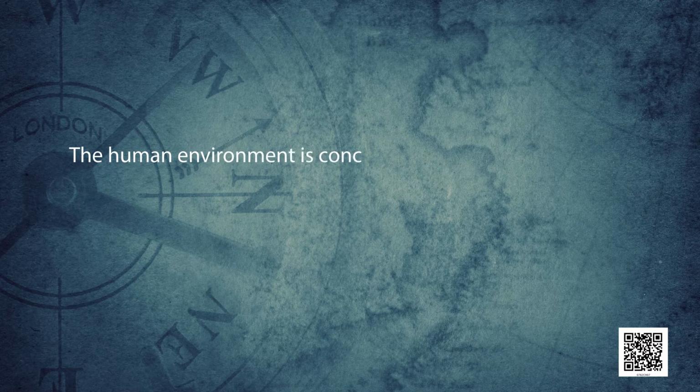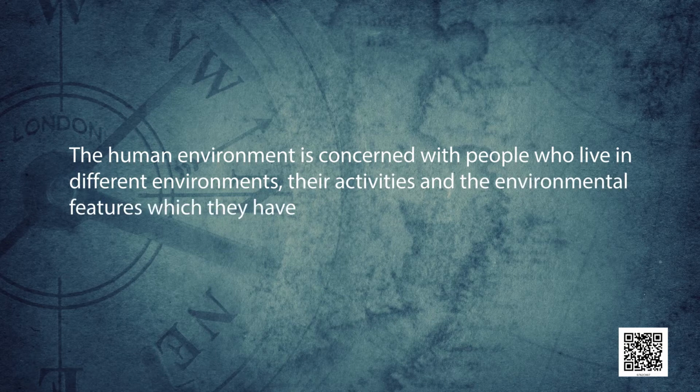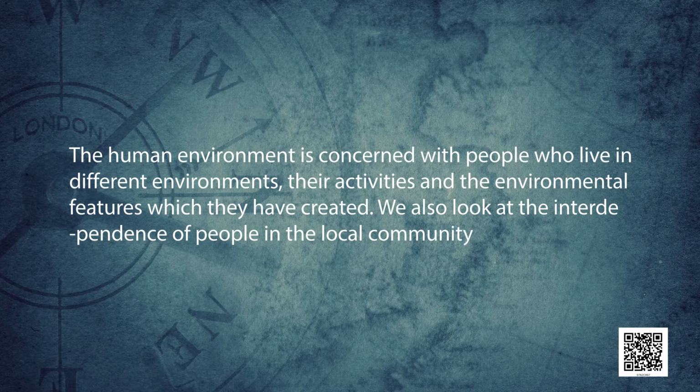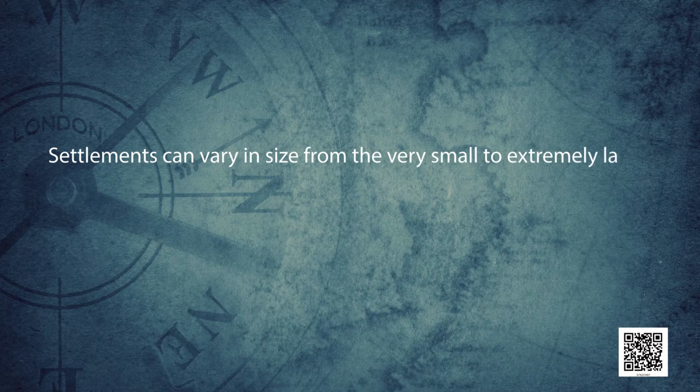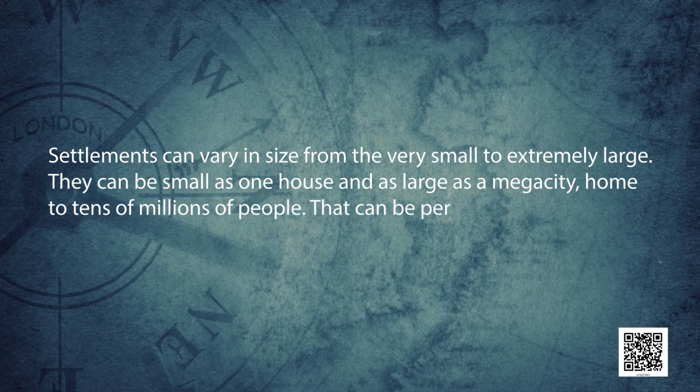Let's get started. The human environment is concerned with people who live in different environments, their activities and the environmental features which they have created. We also look at the interdependence of people in the local community. Starting with the settlements. Settlements can vary in size from the very small to extremely large. They can be as small as one house or as large as a megacity, home to tens of millions of people. They can be permanent or temporary.